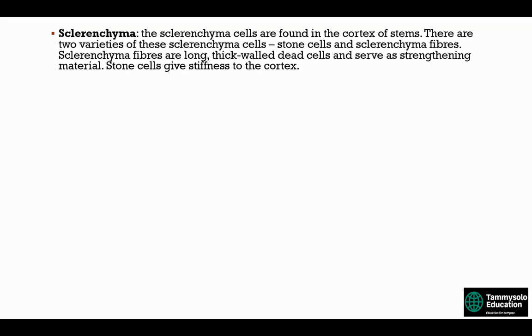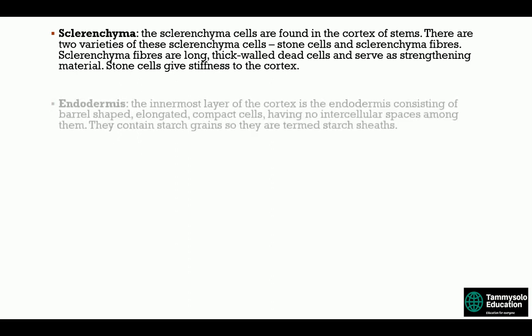Sclerenchyma. The sclerenchyma cells are found in the cortex of stems. There are two varieties of these sclerenchyma cells: the stone cells and the sclerenchyma fibers. The sclerenchyma fibers are long, thick-walled dead cells and serve as strengthening material. I've talked about this before; we're just doing a bit of a recap. Stone cells give stiffness to the cortex.